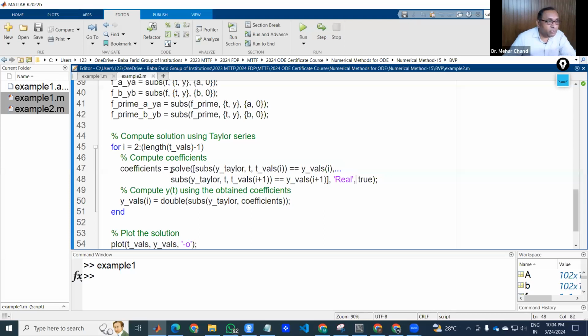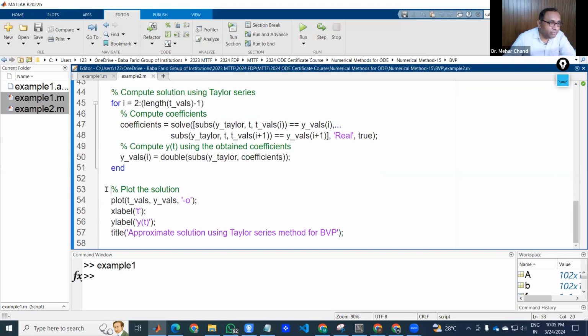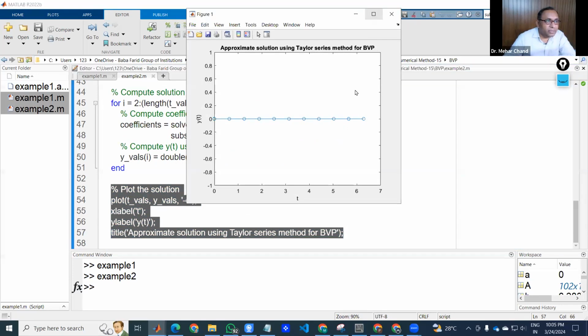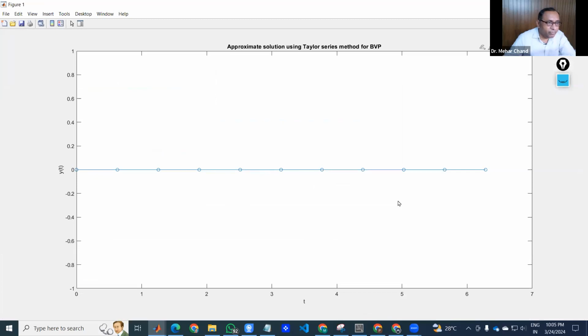Okay, so this solve function will always solve the system of equations, but here we are solving for the coefficients. And when you use it at this place, the value will be computed by using this expression. And yes, now we have the plotting. When you execute, yes, we have this solution for this differential equation.